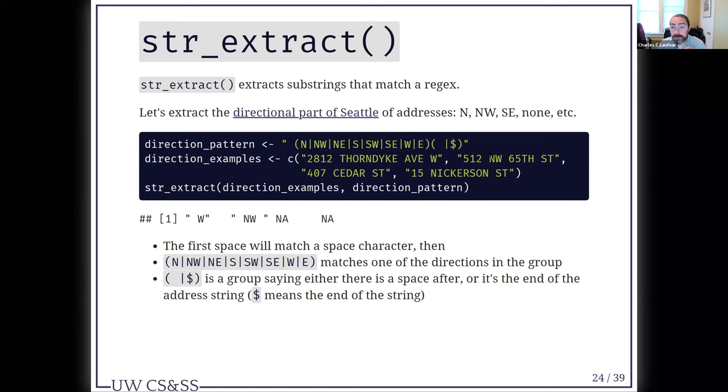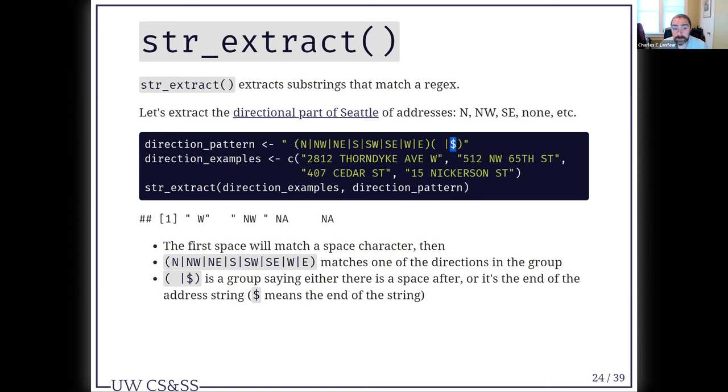Next, I see something here. Northwest ends and then has a space. West is at the end of the word, or the end of the whole address. So after the directional itself, there are only two options: it will either be followed by a space or by the end of the string. In the prior example, I showed you a caret, which anchors to the beginning of a string. Dollar sign anchors to the end of the string.